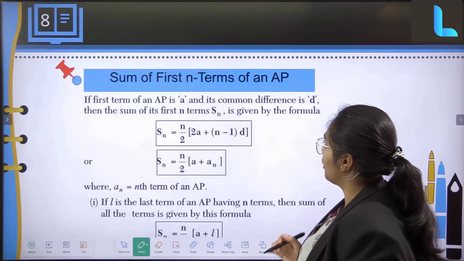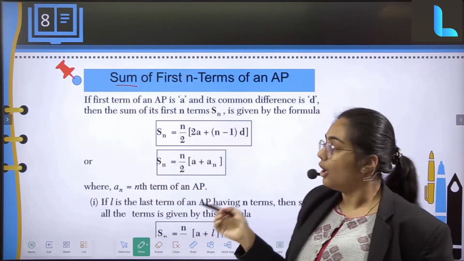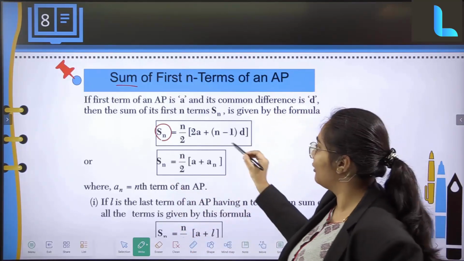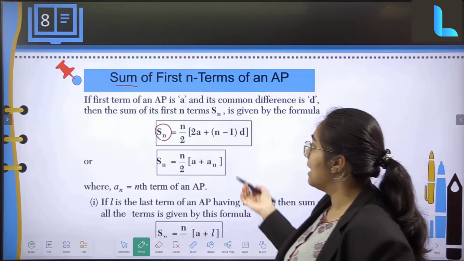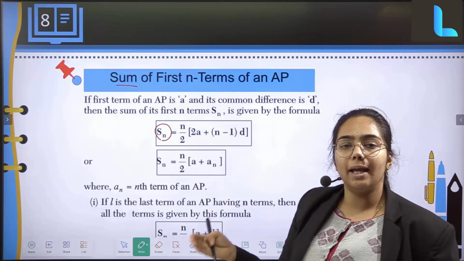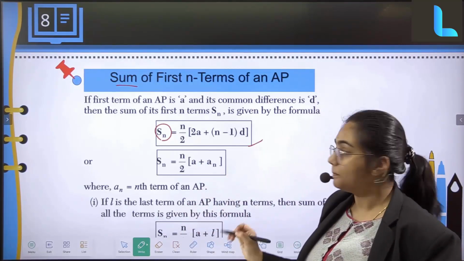So the next thing you have to learn is, we saw the AN formula. You also have to learn the SN formula. For here also, A is going to be the first term, D is going to be the common difference. But the formula is going to be n upon 2 into (2A plus (n minus 1) into D). So this is going to be your formula.